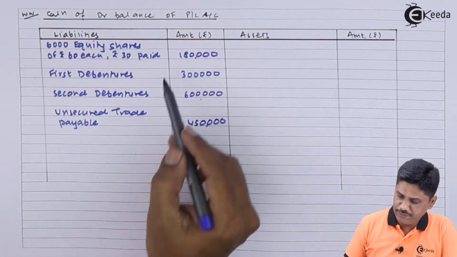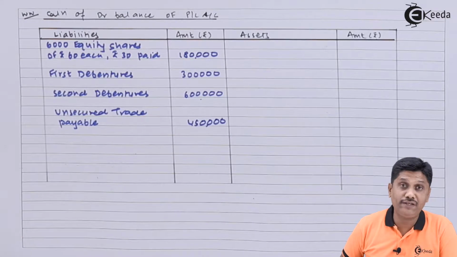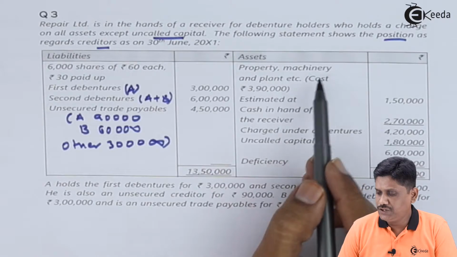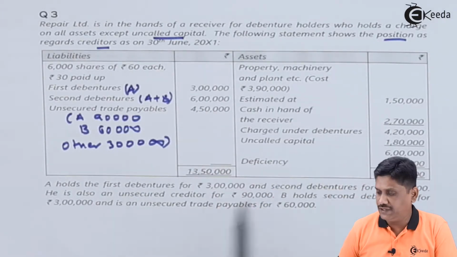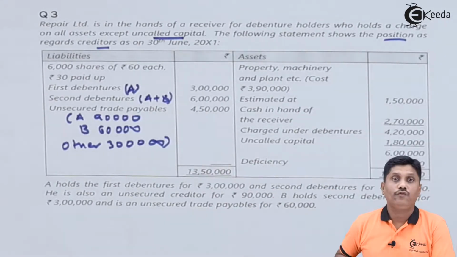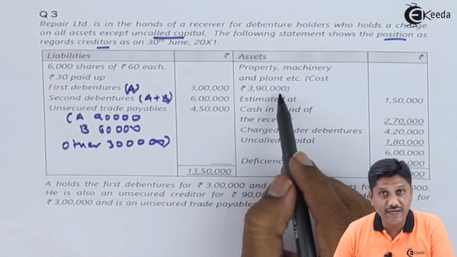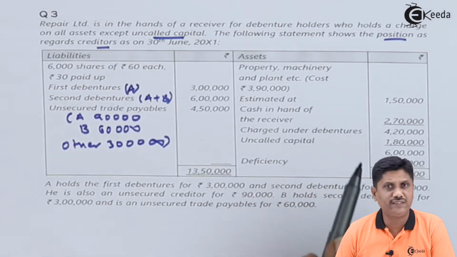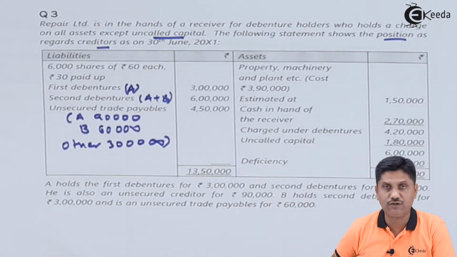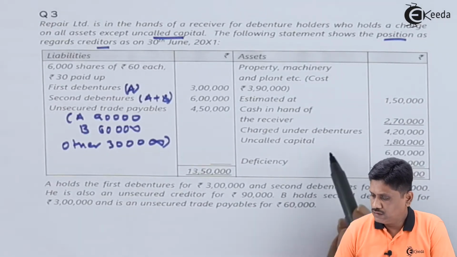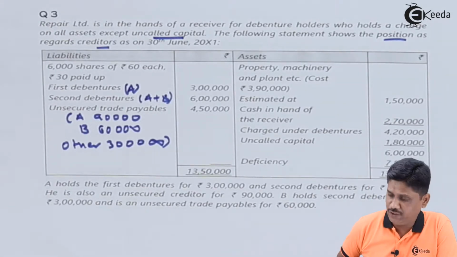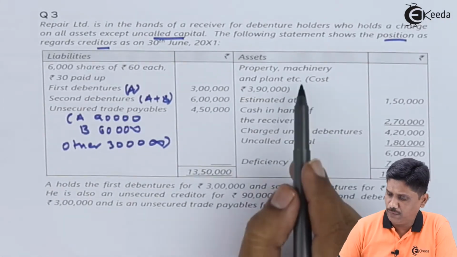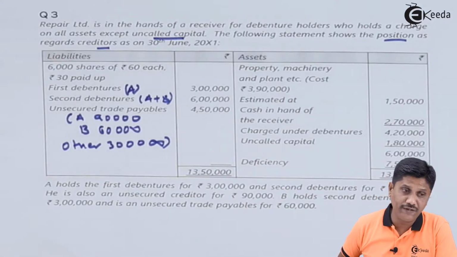Friends, I have noted liabilities. On asset side, I will record book values of the assets and not realizable worth. Property, machinery and plant cost is given as 390. Realizable worth is 150, but we are going to consider only 3,90,000, which is the book value. Cash in hand of the receiver, for us it is cash in hand, amount is 2,70,000. Further things, uncalled capital etc., I need not write because it is from the point of view of that receiver. For us these are only the assets, property and of course cash. So let me write.